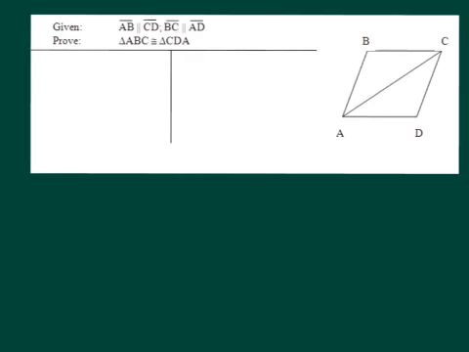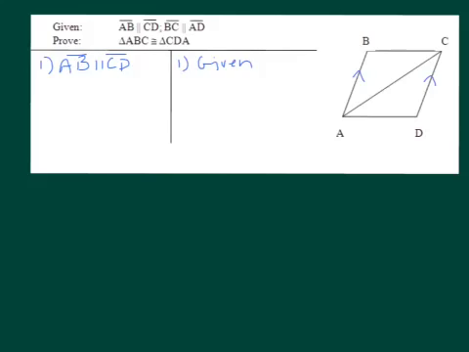So in this proof, again, we have a given. Let's start with our first given. Segment AB is parallel to segment CD. That's our given, and let's write that down on our figure. AB is parallel to CD.